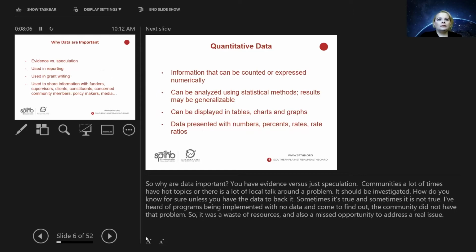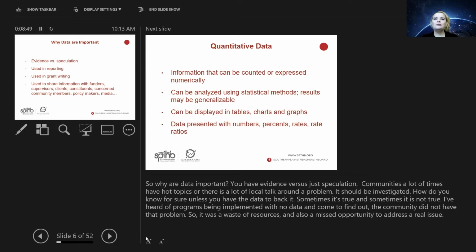So let's talk about different types of data and why they're important. When you do a needs assessment, you'll collect data, and this will give you evidence versus just speculation. Communities a lot of times have hot topics, or there's a lot of talk around a local problem. I've seen this before in a community where the newspaper gets a hold of a story and the community says, this is a problem, we have to address it. Well, you can investigate that, but you don't know for sure if it's really a problem until you have data to support it, or if it's just someone was famous in the newspaper. Sometimes it's true and it's really a problem, and sometimes it's not true.